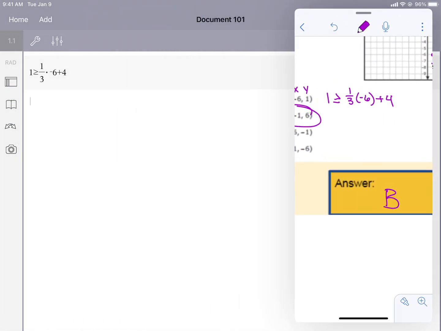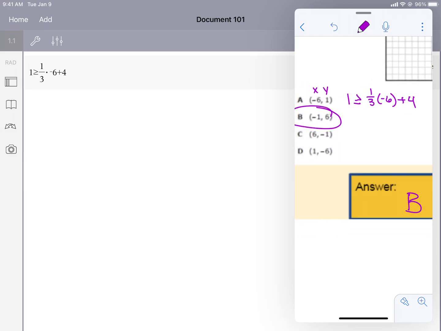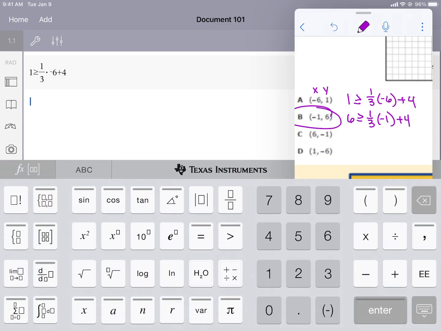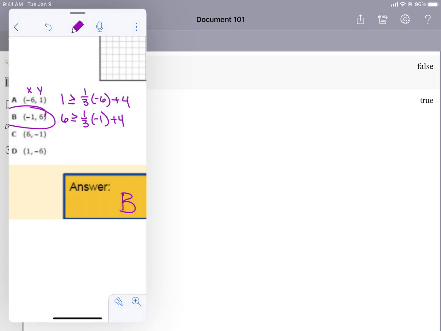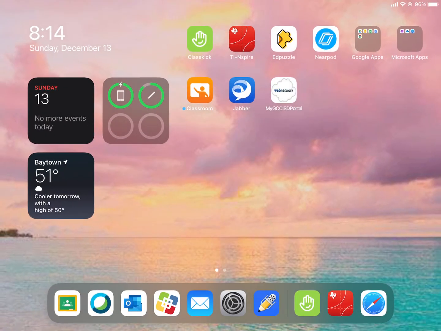Now I want to look at answer choice B so you can see that it will tell you that it's true. So we have 6 is greater than or equal to 1/3 times -1 plus 4. Okay, so I just plugged in the new point. So I have 6, again my inequality sign, 1/3 times -1 plus 4. Okay, so I have that typed in. I hit enter and it says that it's true. And that's the answer choice we got. So that's one way to do it by calculator if you forgot how to do it by hand.